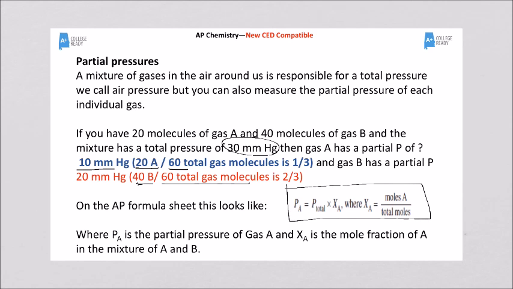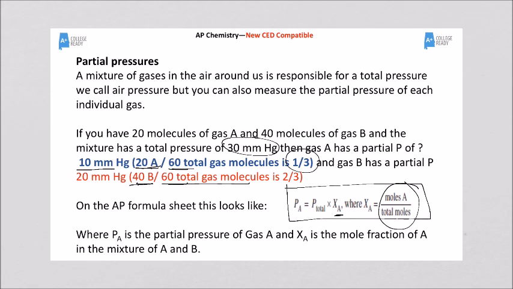Really, when we take 20 of A over 60 or 40 of B over 60, we're doing this mole fraction. So when you take this mole fraction, like for A, it was 1/3. This is called chi. It's just a mole fraction. It's really what it means.